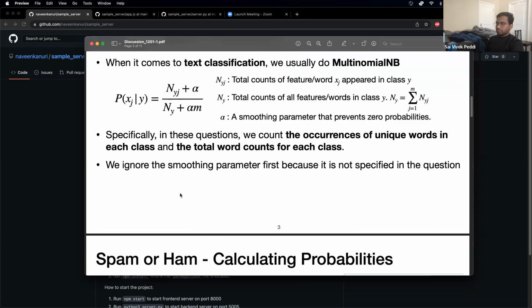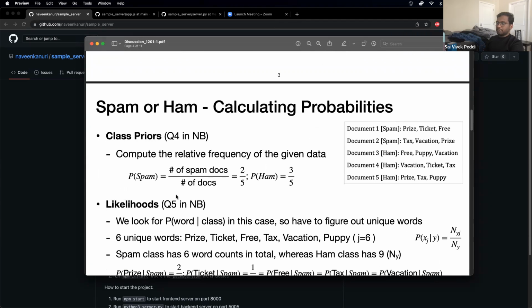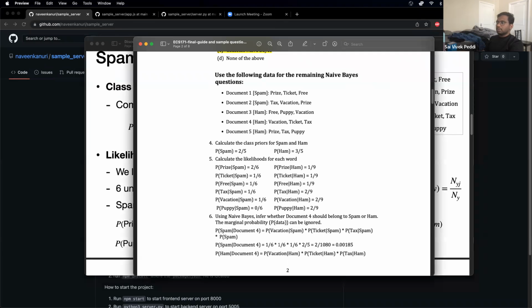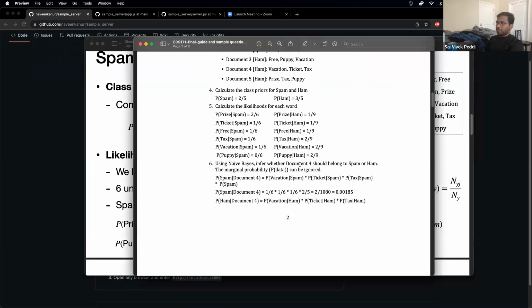Now coming to question number 4, using naive Bayes, infer whether document 4 should belong to spam or ham, right? Essentially, for you to see whether document 4 belongs to spam or ham, first you need to calculate the probability of spam given that it is document 4, and similarly the probability of ham given that it is document 4.